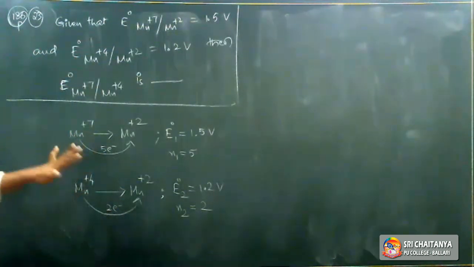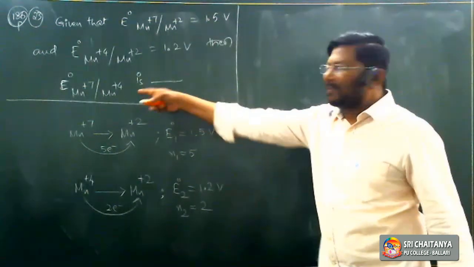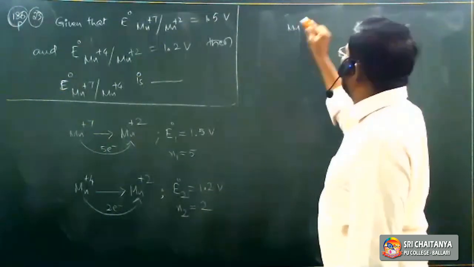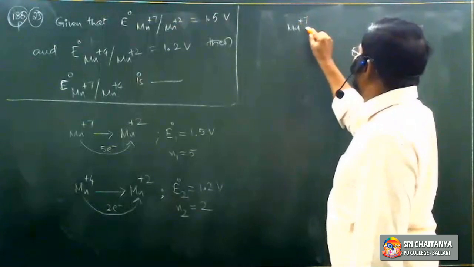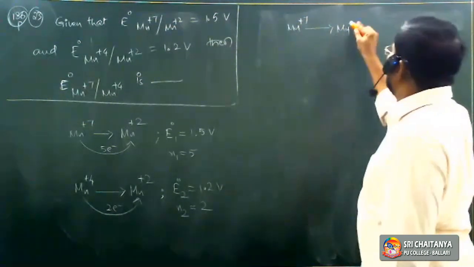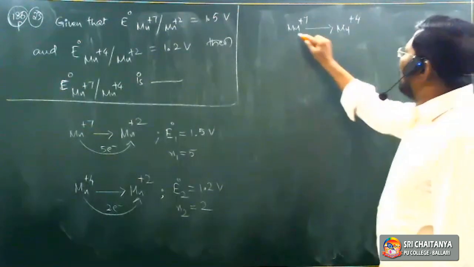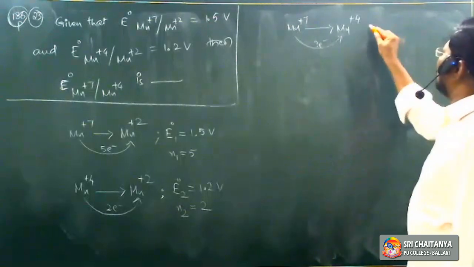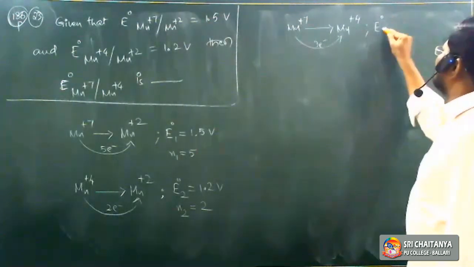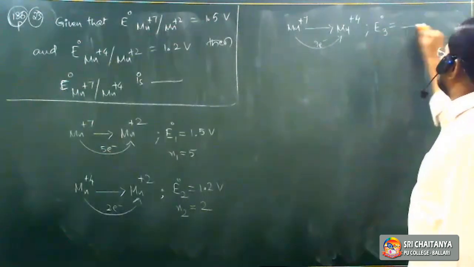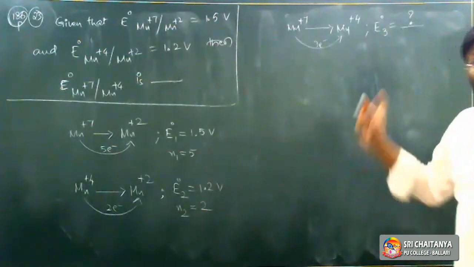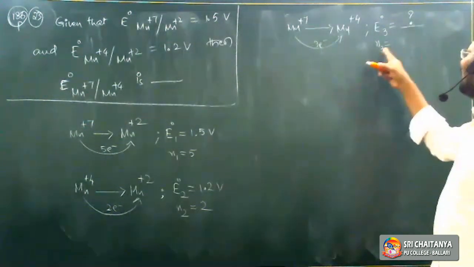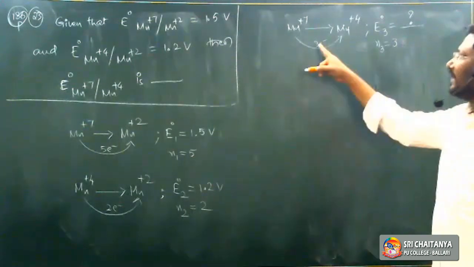Now they are asking us to find out this one, so let me write that also. Mn plus 7 to Mn plus 4. What is the difference? 3 electrons in transfer. So E0 3 is the value you have to calculate. Understand? In this change, the number of electrons is 3.